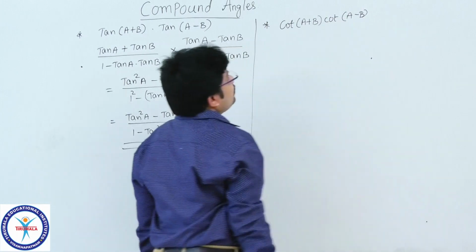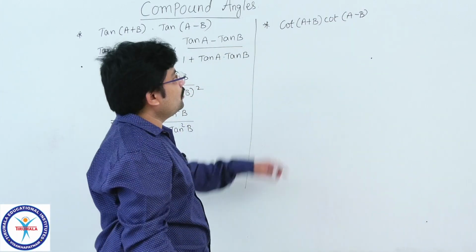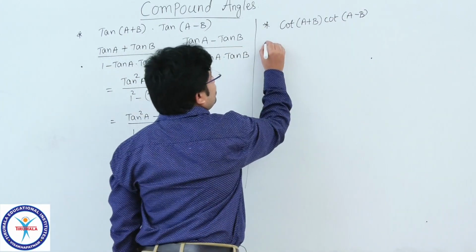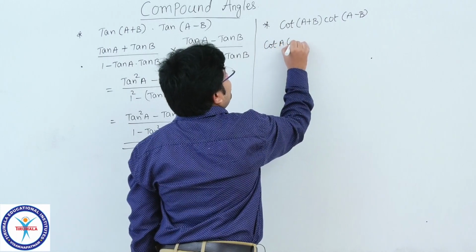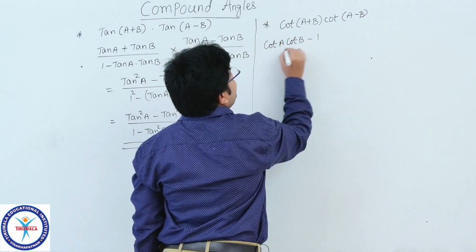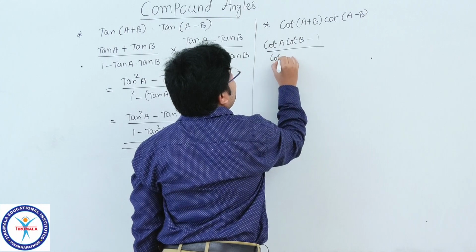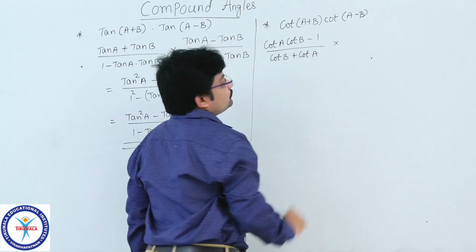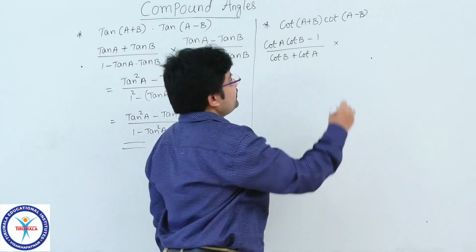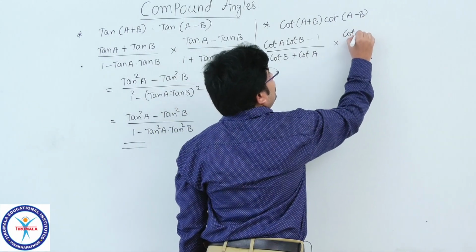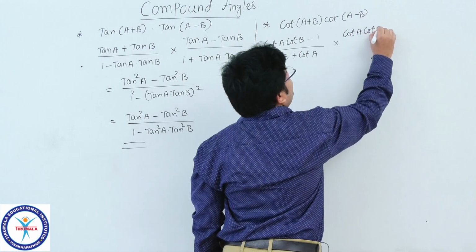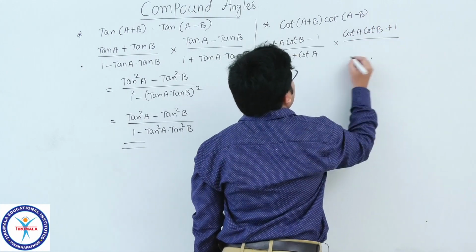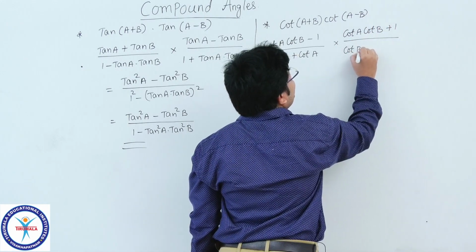Cot(a+b) into cot(a-b). What is cot(a+b)? Cot a cot b minus 1 by cot b plus cot a, into cot(a-b), which is cot a cot b plus 1 by cot b minus cot a.